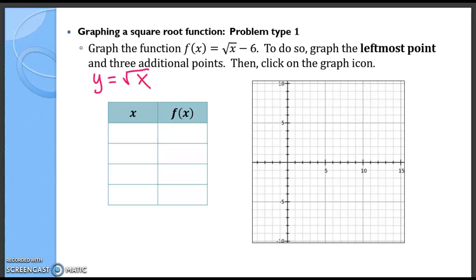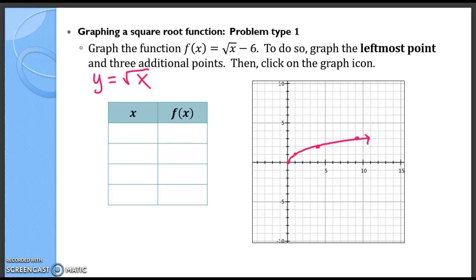Well, if we plug in 0, we're going to get 0. If we plug in 1, we're going to get 1. If we plug in 2, we're not going to get 2. We're going to get the square root of 2, which is in between 1 and 2. Let's plug in 4. When we plug in 4, we will get 2. Okay, when we plug in 9, we will get 3. So the parent function is going to look like this.